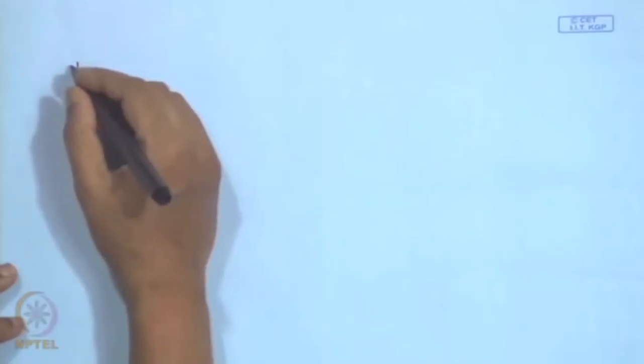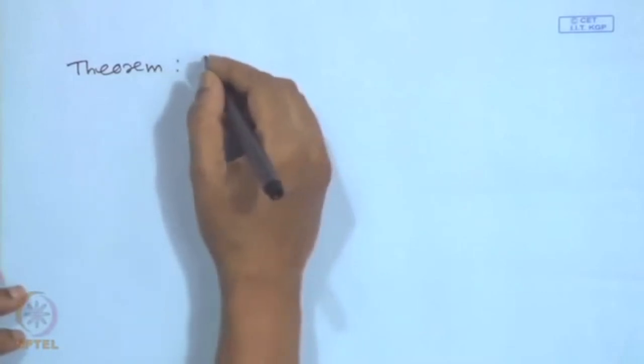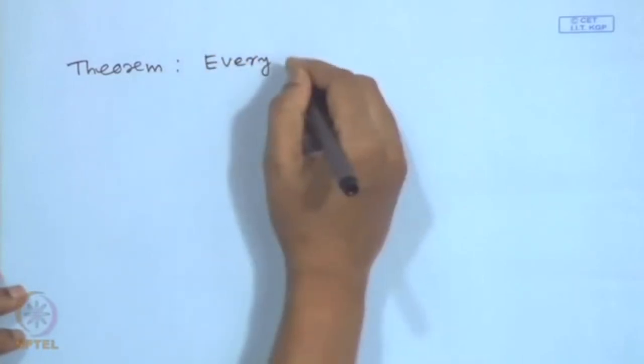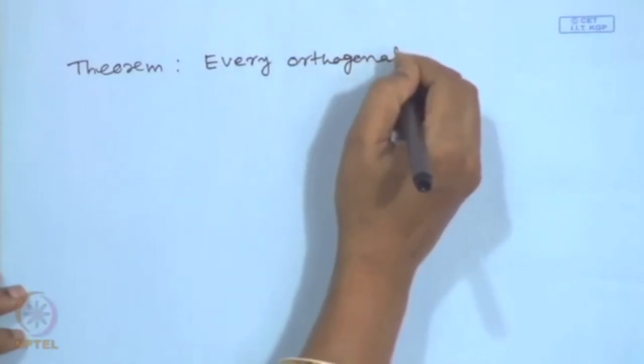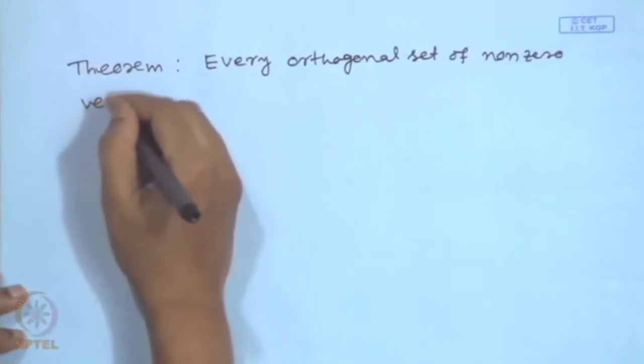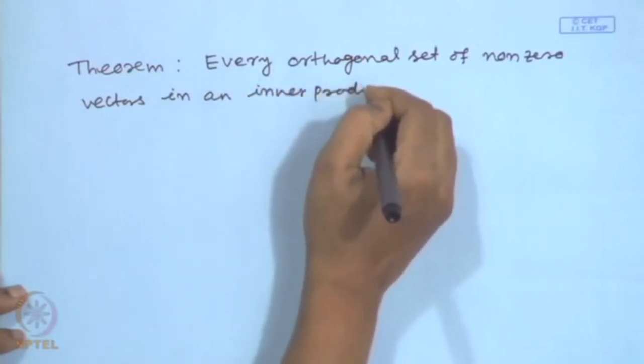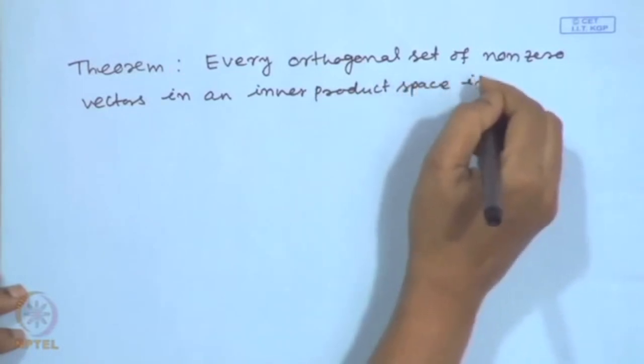Then next we shall see another important property of orthogonal vectors, or an orthogonal set of vectors: they are linearly independent. This is an important result of orthogonality, that every orthogonal set of non-zero vectors in an inner product space is linearly independent.